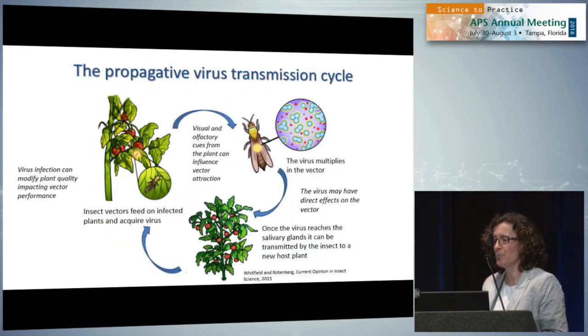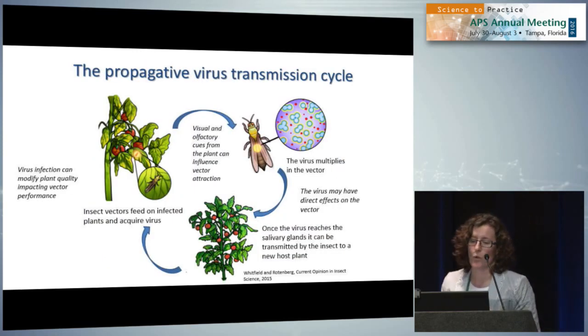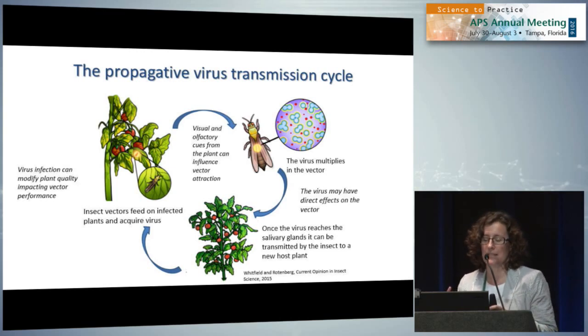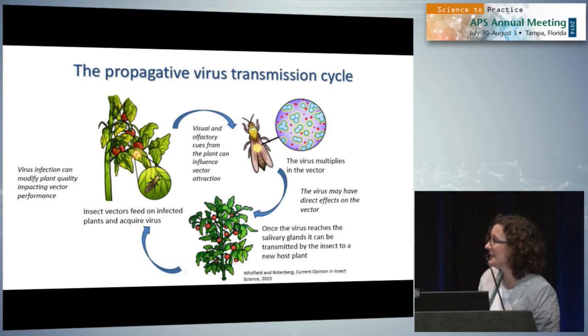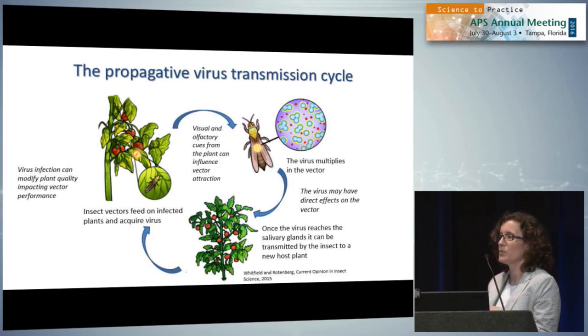So when we look at the propagative virus transmission cycle, we really can start to see how this plays into the phytobiome because it's quite complex. So the first thing that happens is that the insect vectors feed on a virus-infected plant and acquire the virus. And then the virus is able to enter the insect body, it infects the midgut, replicates, travels to the salivary glands where again it replicates and can be transmitted.